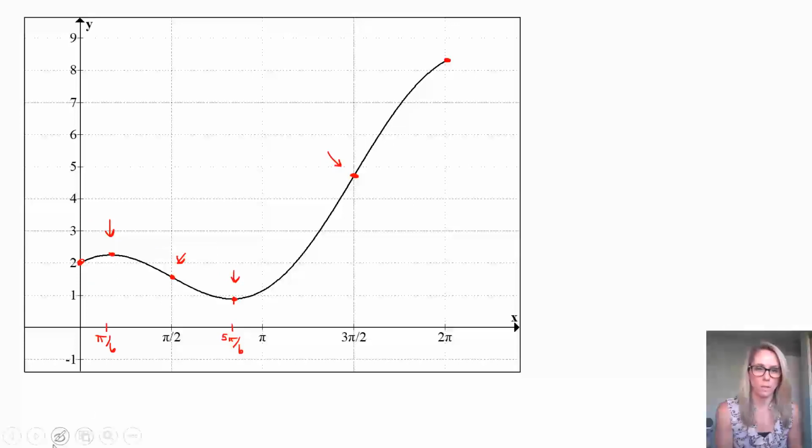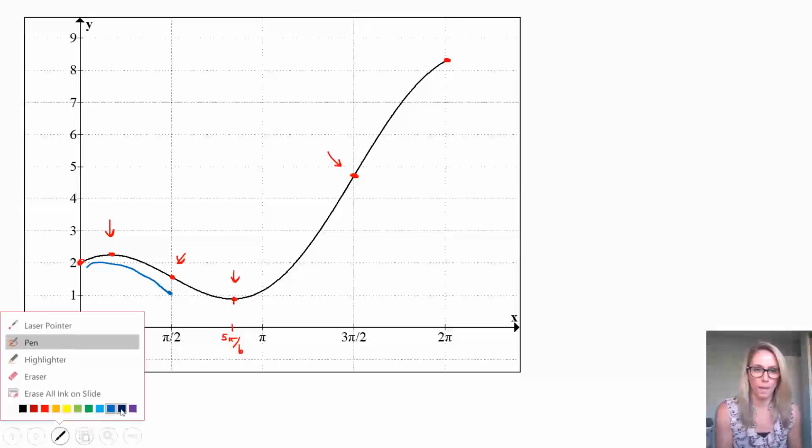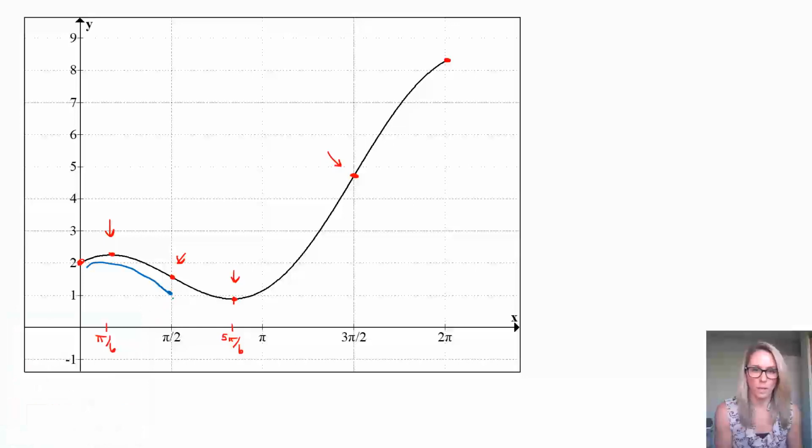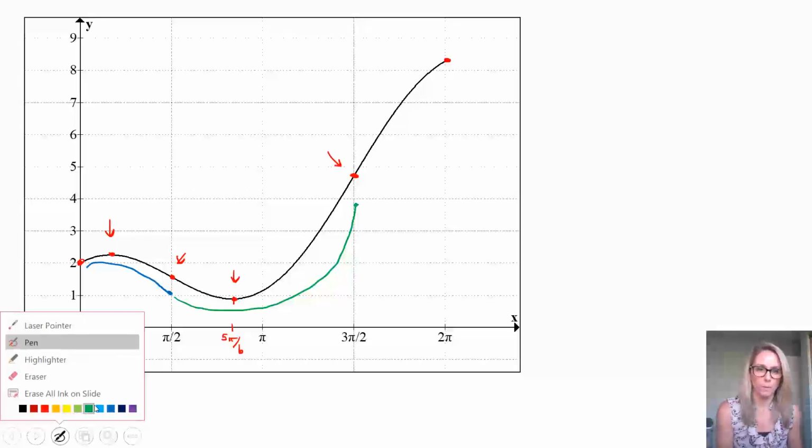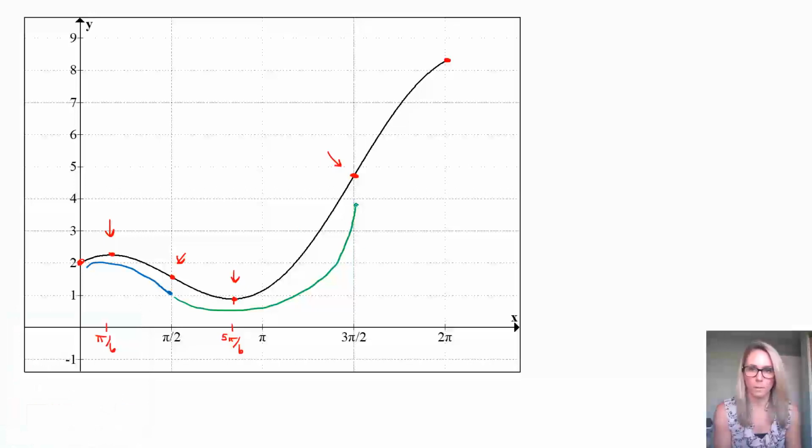So notice, let me switch colors really quick. We are concave down to here. Then you notice that we switch, and then we are concave up to here. So notice, concave up like a cup. And then we are back to concave down like a frown. So notice that difference in concavity. Notice the relative min and relative max. And then notice as well that we're just on that domain from 0 to 2 pi.